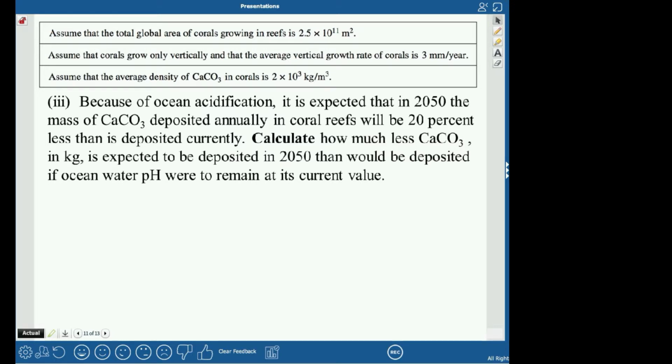And now we have our third math step. It says, because of ocean acidification, it's expected that in 2050, the mass of CaCO3 deposited annually in coral reefs will be 20% less than it is now. Calculate how much less is expected in 2050 than would be now if the pH is going to remain the same.